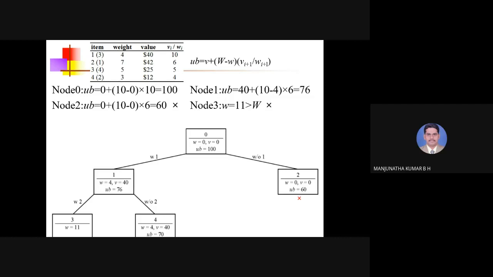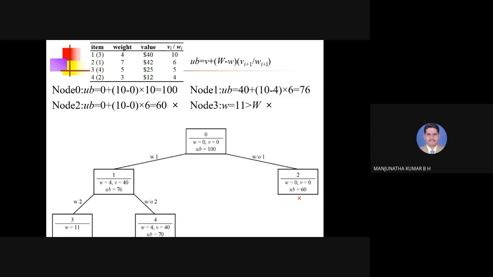Okay, so second item weight is 7. Now, how much weight is filled till now in the knapsack? 4, because I have placed the first item in the knapsack. So the weight filled in the knapsack is 4. If I place the second item, what's the weight of the second item? 7. 4 plus 7, it becomes 11.